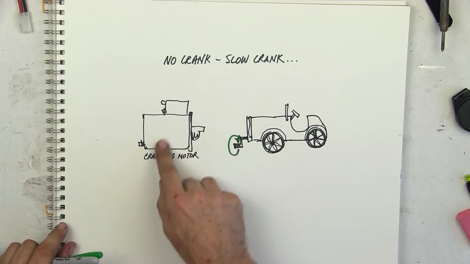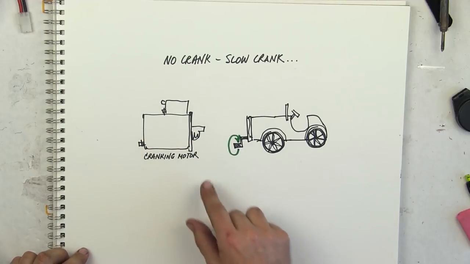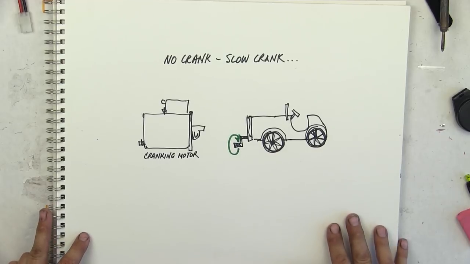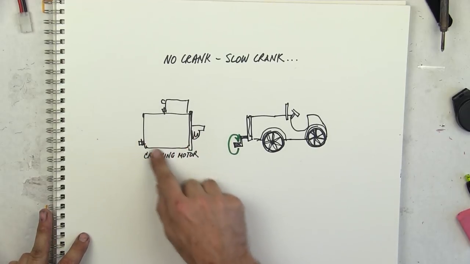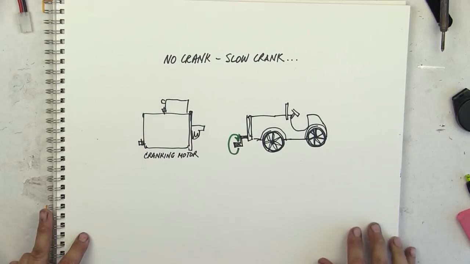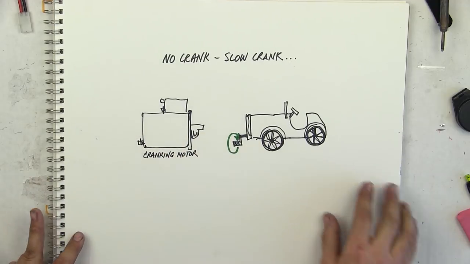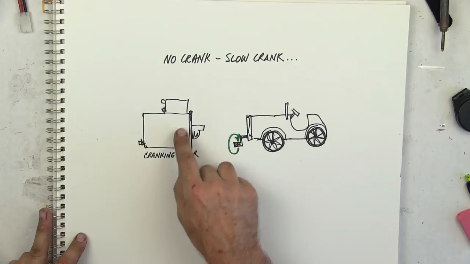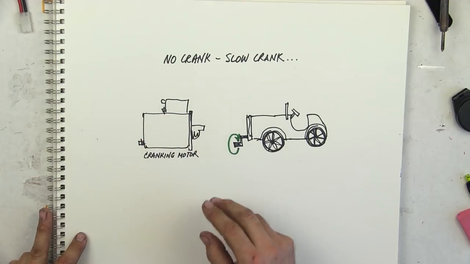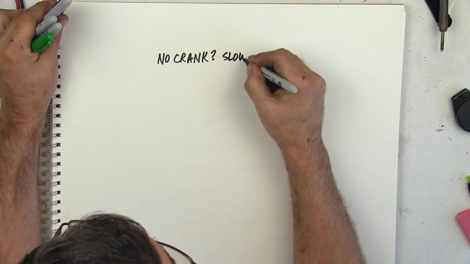In the case of a modern engine, we use electricity and a battery and so forth. So if we have a no crank or slow crank situation, the only systems involved are going to be the cranking motor and the cranking motor circuits. Multiple circuits make the cranking motor turn. We need to make sure that we limit our thinking to this system when we are trying to figure out why it doesn't crank, and we don't get involved in a lot of other things. No crank, slow crank.